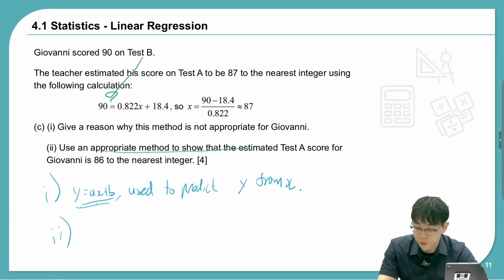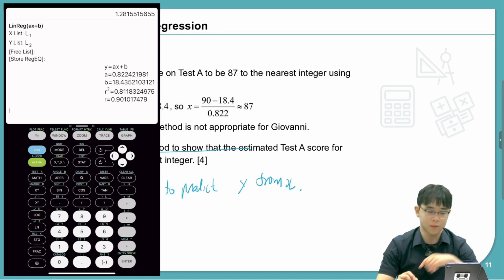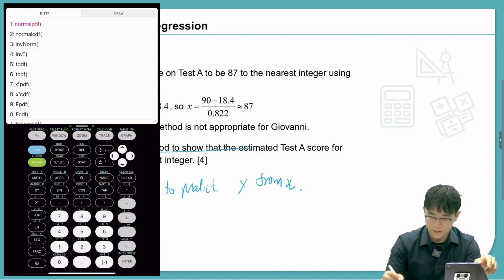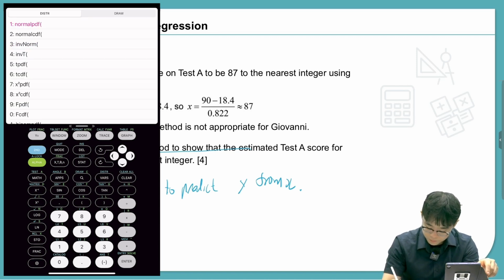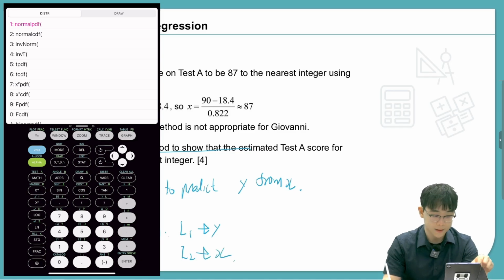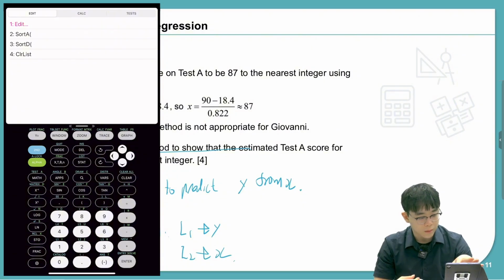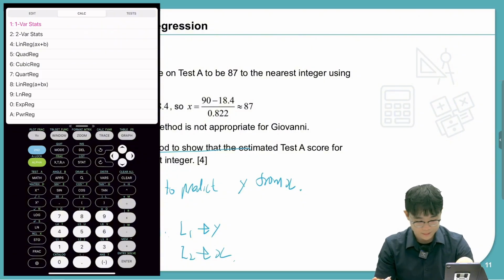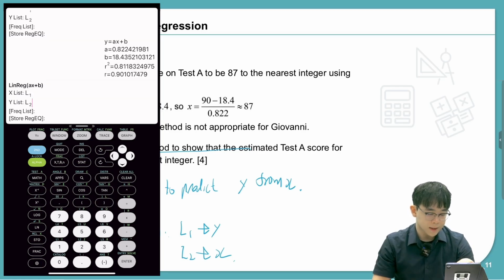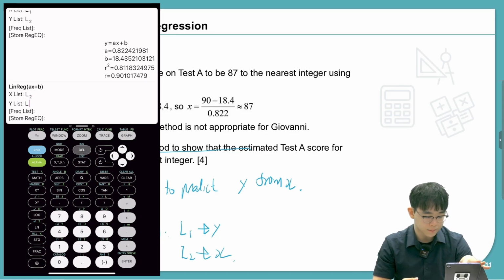In order to use this appropriate method, that would give us 86. We would do the exact same thing of linear regression, AX plus B. But this time, the list 1 would go into the Y and list 2 would go into the X. So that would give us a linear regression model where the X is given by list 2. Here, the X list is not L1, it's actually L2, and the Y list is going to be L1 instead of L2.